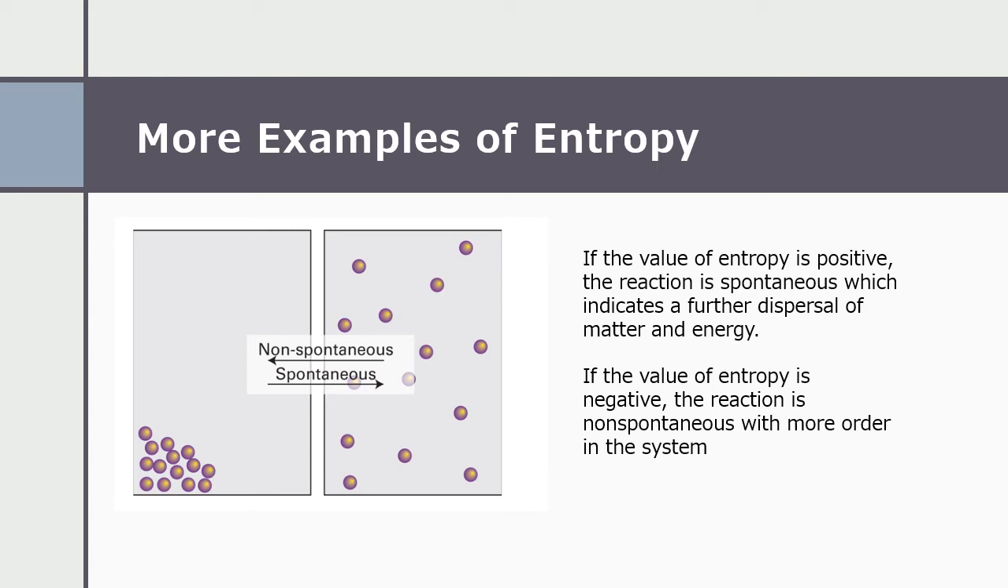So an example of entropy that students can visualize is a child's playroom. If a child's playroom has toys scattered all over the floor, that is an example of a spontaneous reaction because toys are dispersed all over the floor in a random disorder. However, if a child's toys are placed neatly in their bins, that is an example of a non-spontaneous reaction because there is order within that system.